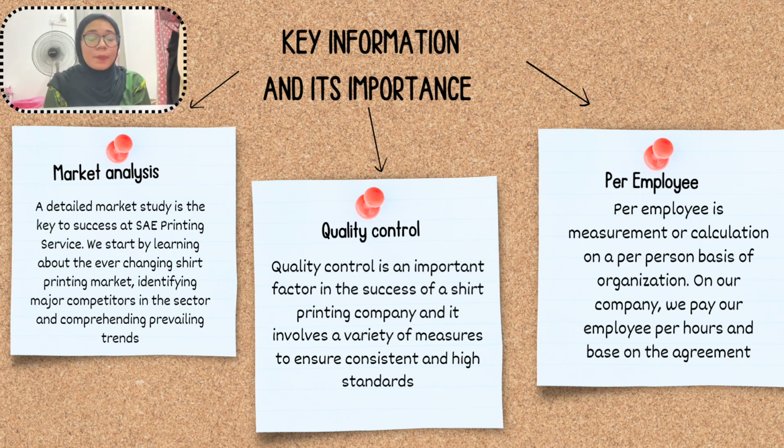Second is per employee. Per employee is a measurement or calculation on a per-person basis of an organization. In our company, we pay our employees per hour and based on the agreement. It's a way to standardize or normalize data based on the workforce size, and we calculate the revenue per employee by dividing the total revenue of a company by the number of employees. This approach allows for comparison and insight that can be useful in various business analyses.